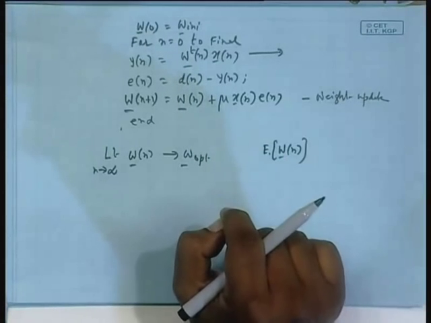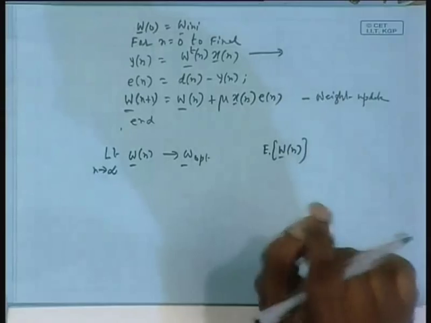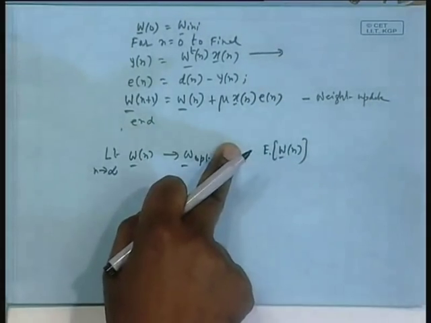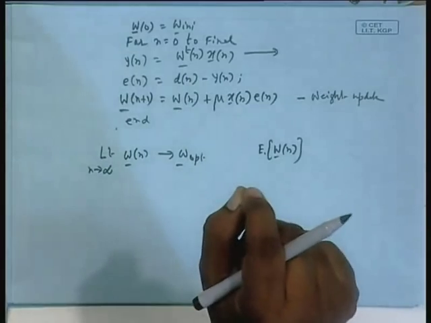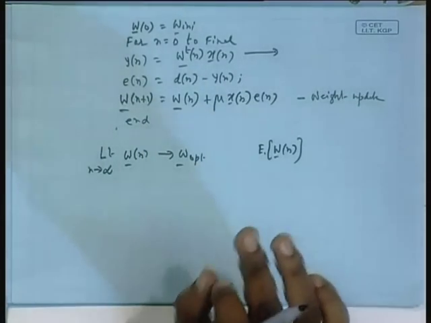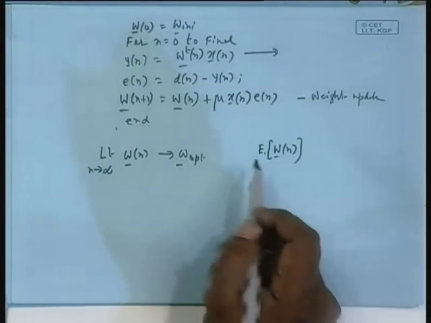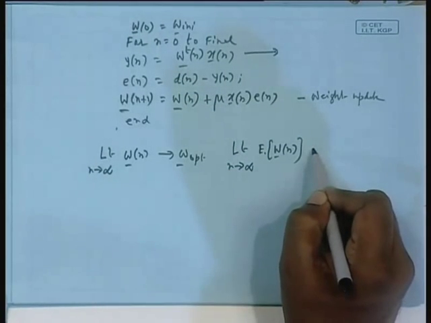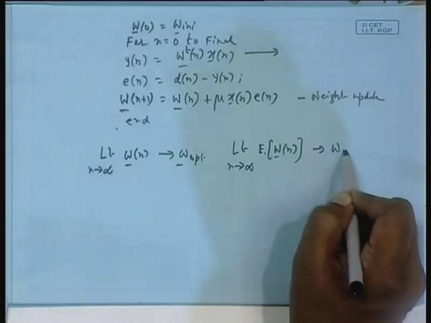So it has a mean. Then go to n plus 1. Again, at n plus 1, that filter weight will have some value for this run of the experiment. Next time you run again, its value will fluctuate. So it will have a mean. So the mean will converge. This can be proved. That this will become W opt.